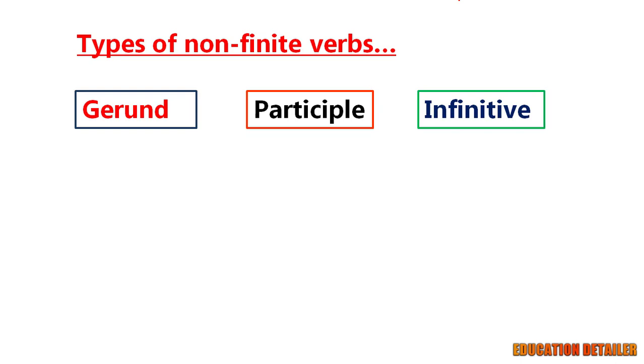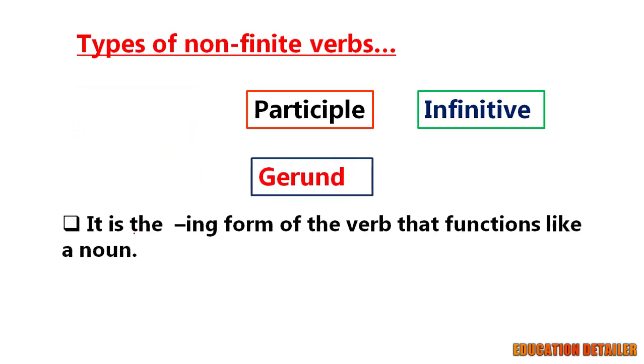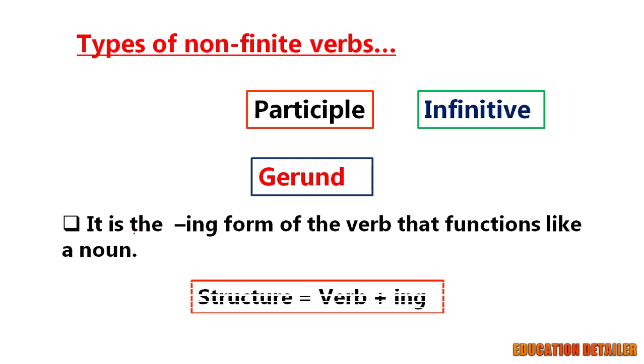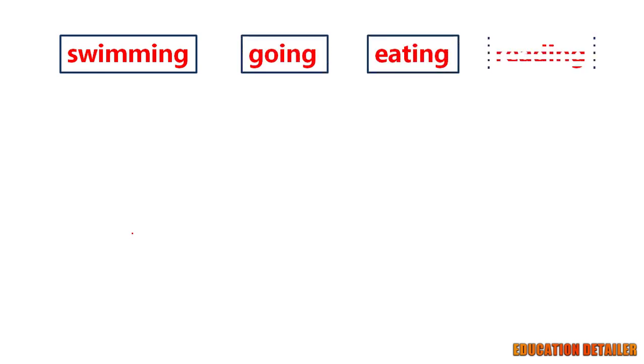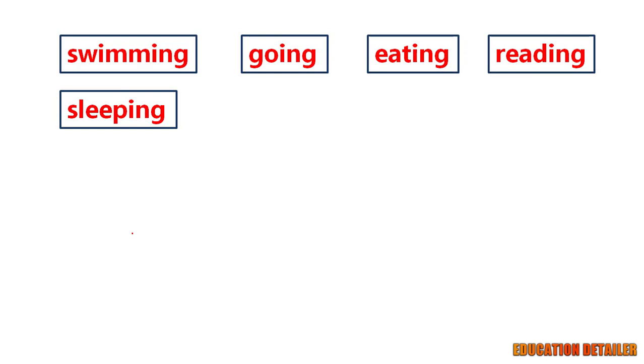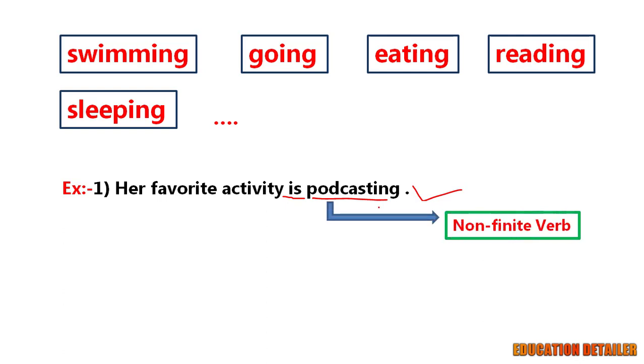Let's begin with gerund. It is the ing form of the verb that functions like a noun. Swimming, going, eating, reading, sleeping, and many more. See some examples. Her favorite activity is podcasting. Here the finite verb is is and the non-finite verb is podcasting.